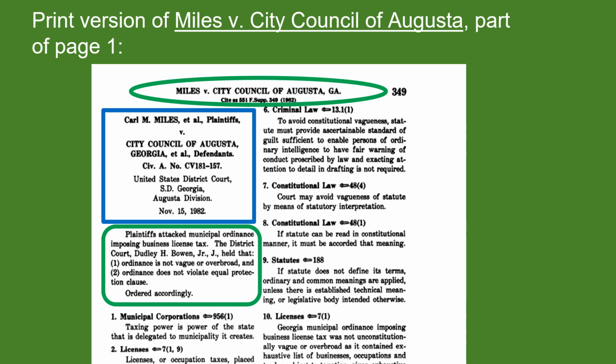You get at the very top of the page the name of the case, Miles versus City Council of Augusta. It's actually called something much more than that. When you look at it, it's Carl M. Miles et al., Plaintiffs, versus City Council of Augusta, Georgia et al., Defendants. However, it's shortened a little bit when it's given the case citation. And if you talked about this in another case, you would refer to it as Miles versus City Council of Augusta.